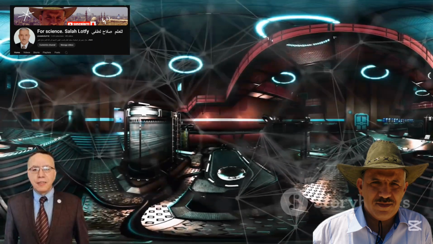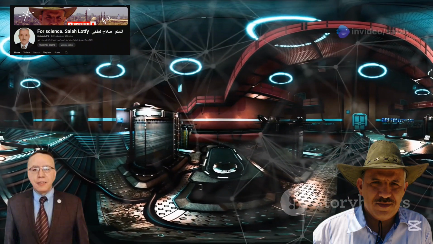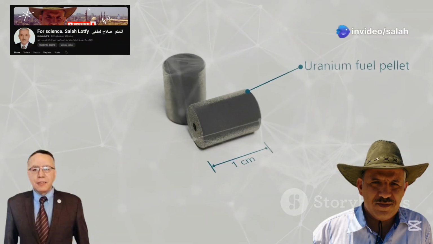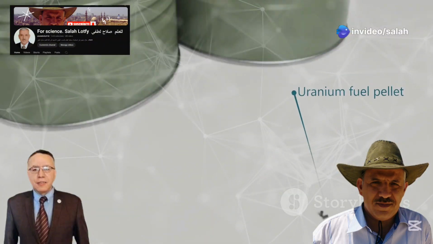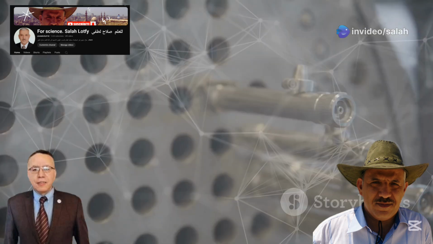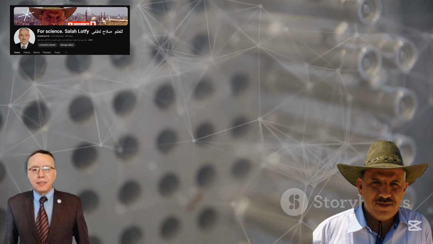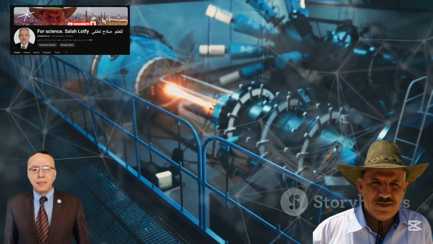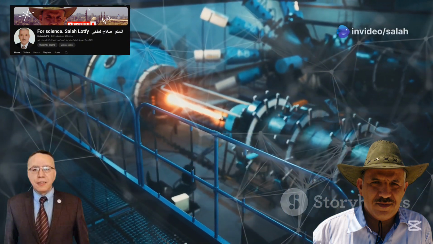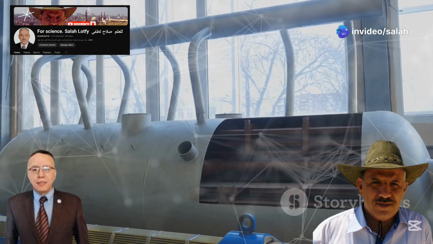A nuclear reactor is a complex system with several key components. Fuel rods. These contain enriched uranium pellets. They are the source of the nuclear fuel. Control rods. These are made of materials that absorb neutrons. They regulate the rate of fission. Coolant. This carries heat away from the reactor core. It prevents overheating.